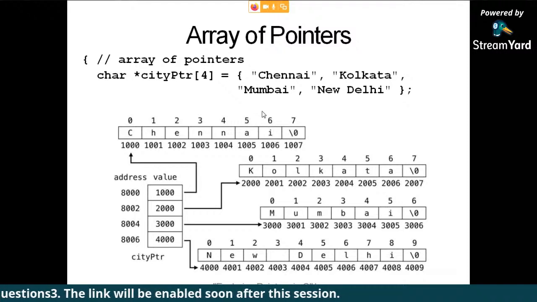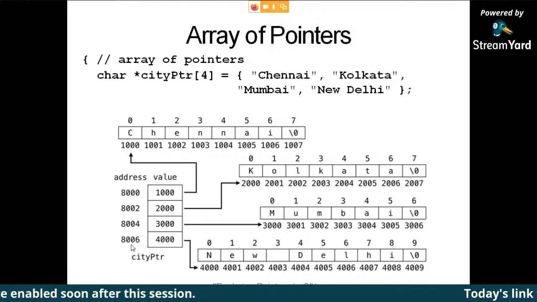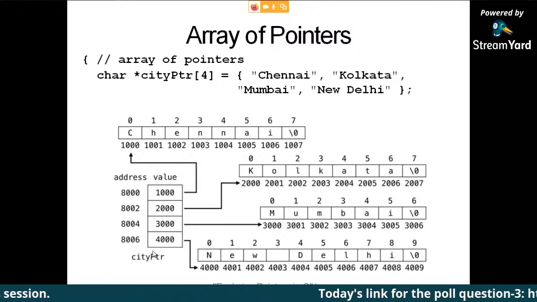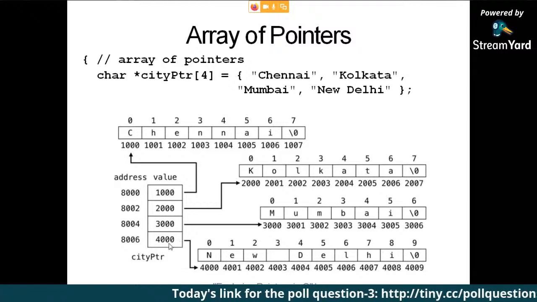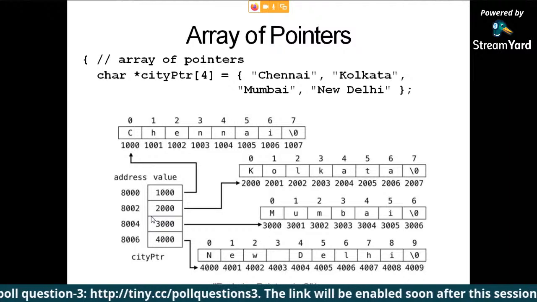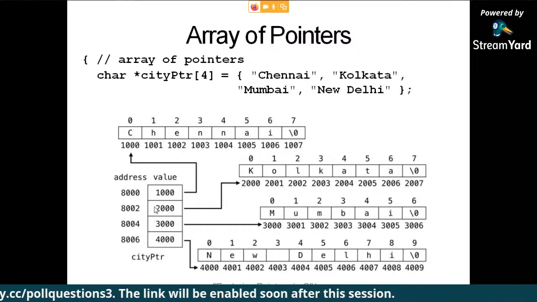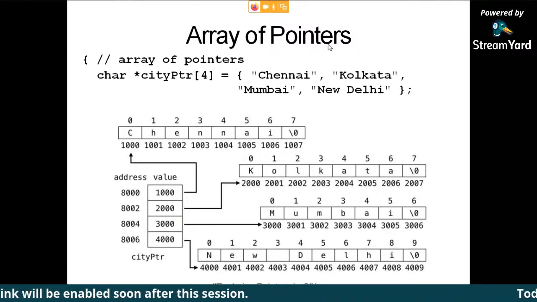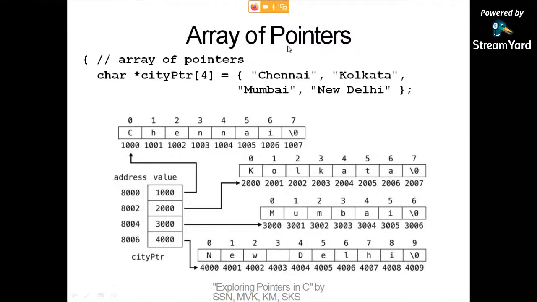What we must understand or observe right now is that I have an array, I repeat, I have an array which doesn't consist of data. It consists of pointers. So an array of pointers is very much different when compared to a pointer to an array. I repeat, an array of pointers is very different when compared to a pointer to an array.